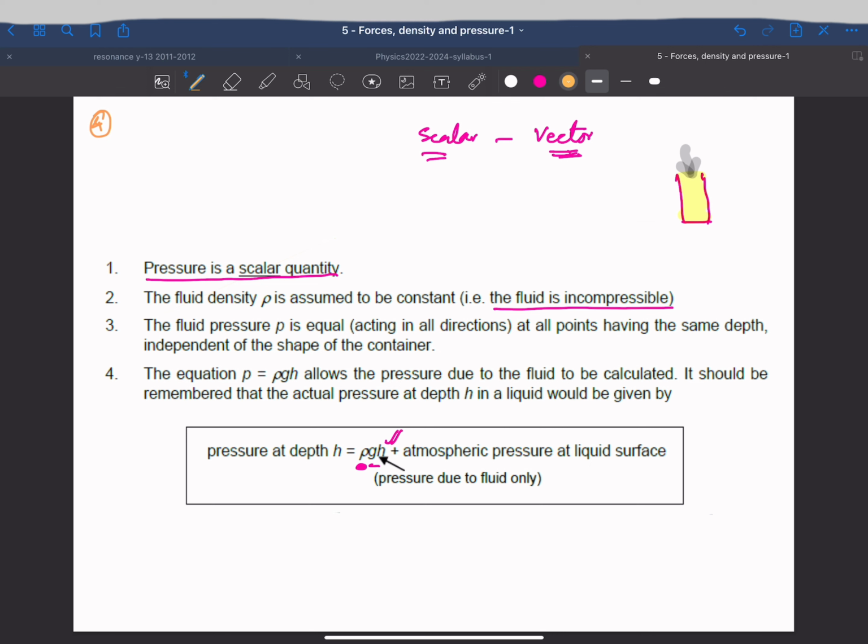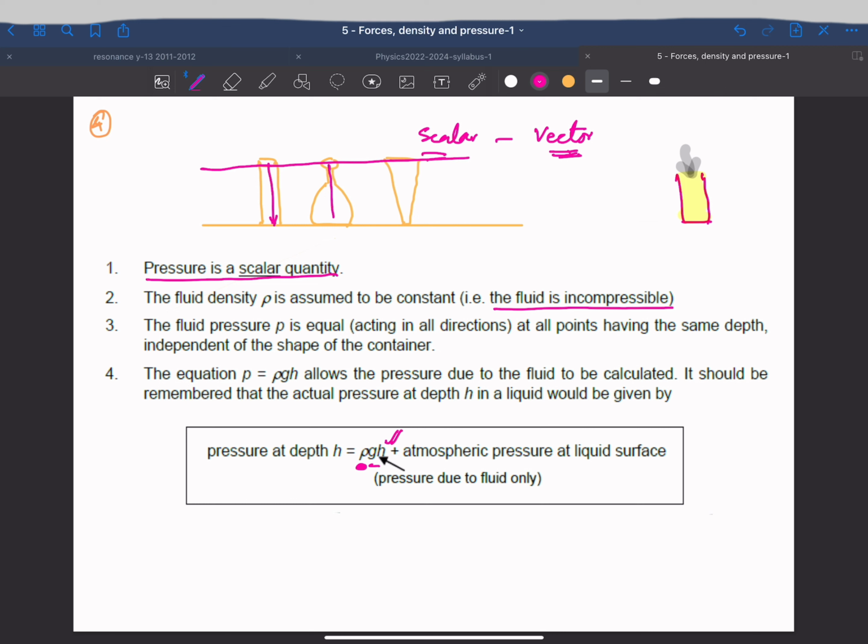The fluid pressure P is equal at all points having the same depth, independent of the shape of the container. This point you have already studied in your IGCSE as well. Suppose you have a container like this, and another container of this shape, and here another container of this shape. So if you have containers of different shapes, but the height of the fluid in all of them is the same, and suppose this is the height, what will happen?